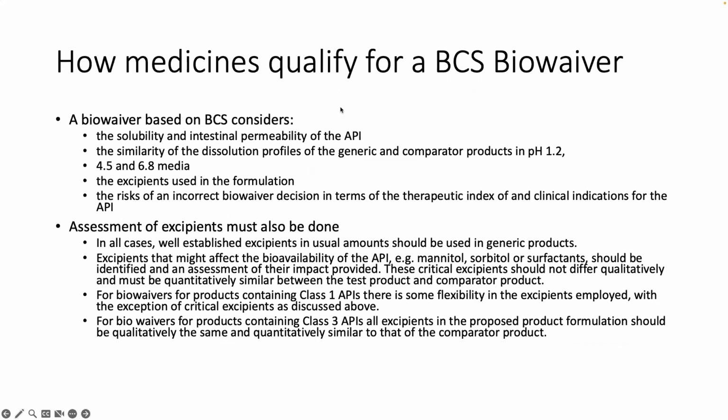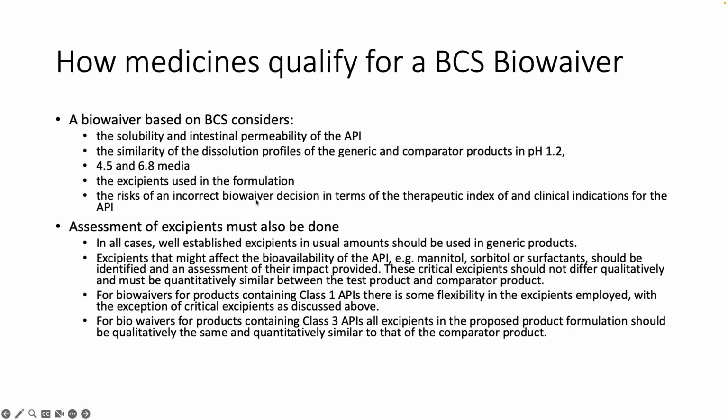Now, how do medicines qualify for BCS biowaiver? Once you prove that it's soluble, the solubility and intestinal permeability of the API must be submitted to the regulator, and then, of course, similarity of the dissolution profiles between generic and comparator, that's described in the last page. In 1.2, 4.5, and 6.8 media should be submitted. A list of all the excipients used must be submitted.